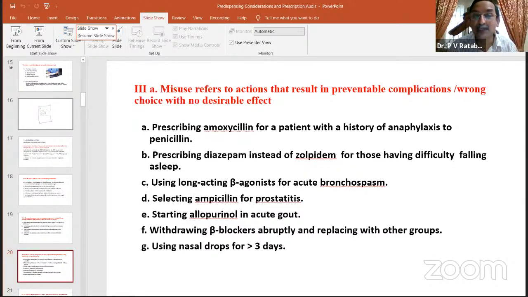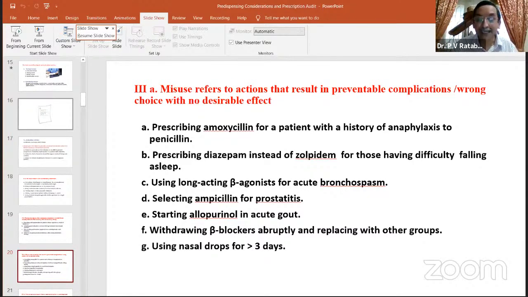So here diazepam is not the correct choice. Using long-acting beta agonists for acute bronchospasm: no, for acute bronchospasm, you have to use short-acting beta agonists like salbutamol or terbutaline, not salmeterol or bambuterol.